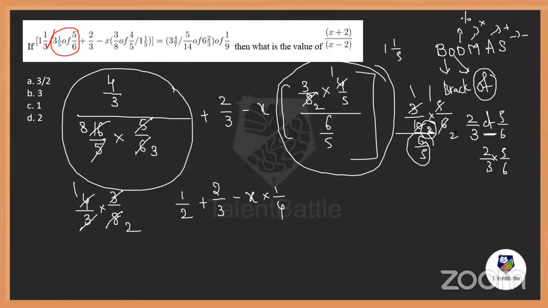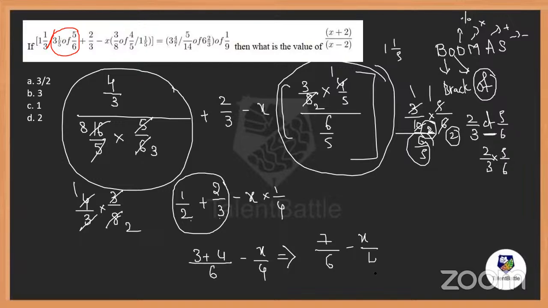So here 2 is left over. So we got it as x into 1 by 4. Okay. So next what can I do? I can just do this addition. How much is this addition? 6 is the LCM. So with the 2, 3 times plus with the 3, 2 times means 4 minus x by 4. That implies overall this is 7 by 6 minus x by 4. So I got this side value.